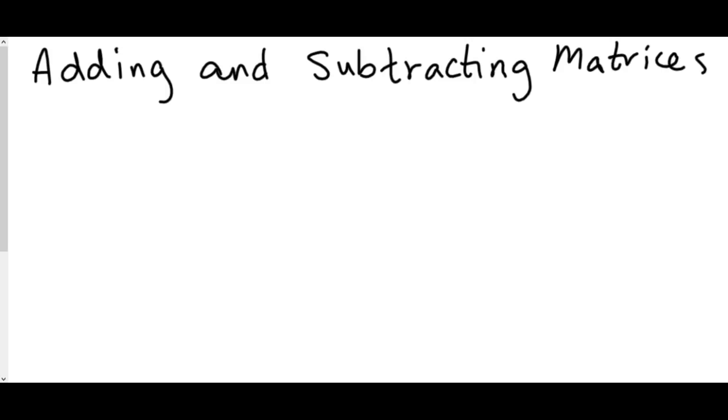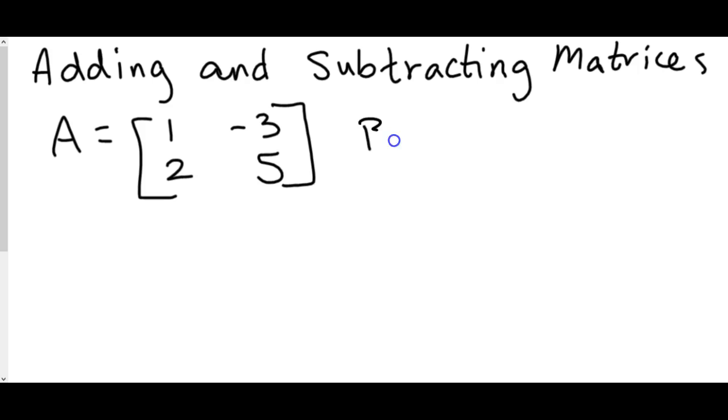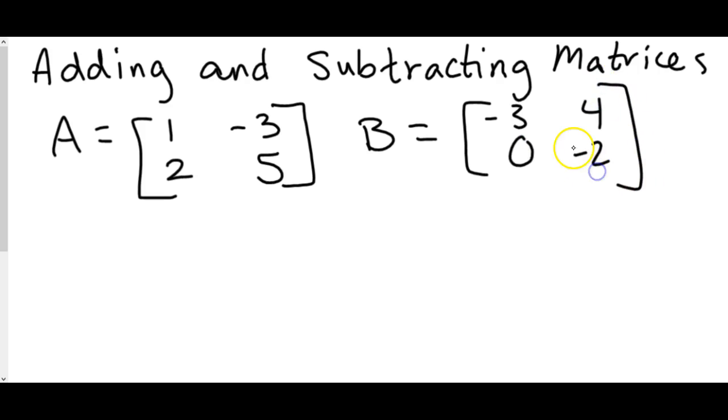This video will be about adding and subtracting matrices. When you add or subtract matrices, the two matrices must be the same size or else you cannot add them together, because when you add and subtract matrices, you only add and subtract the corresponding elements. So if we had matrix A and matrix B, A is a 2 by 2 and B is a 2 by 2. They are the same size, so we could add these together.